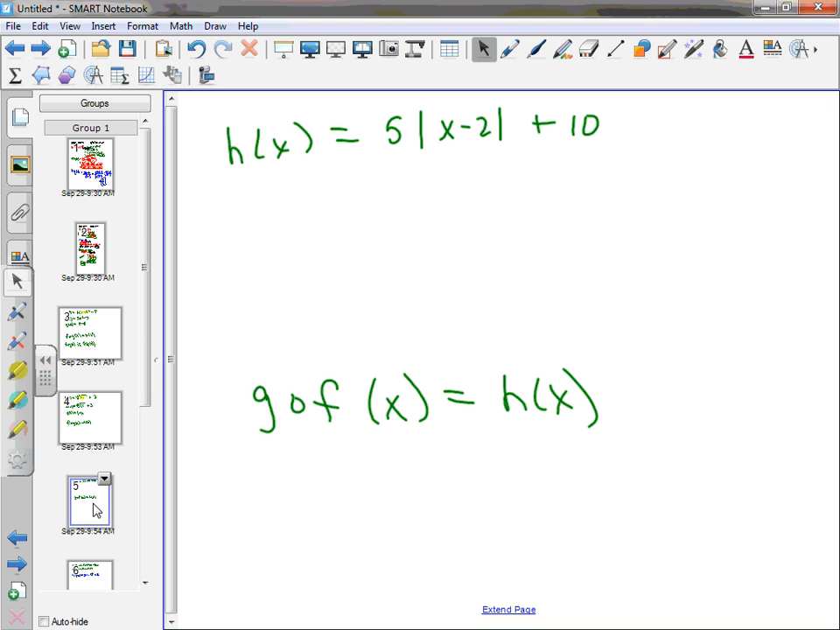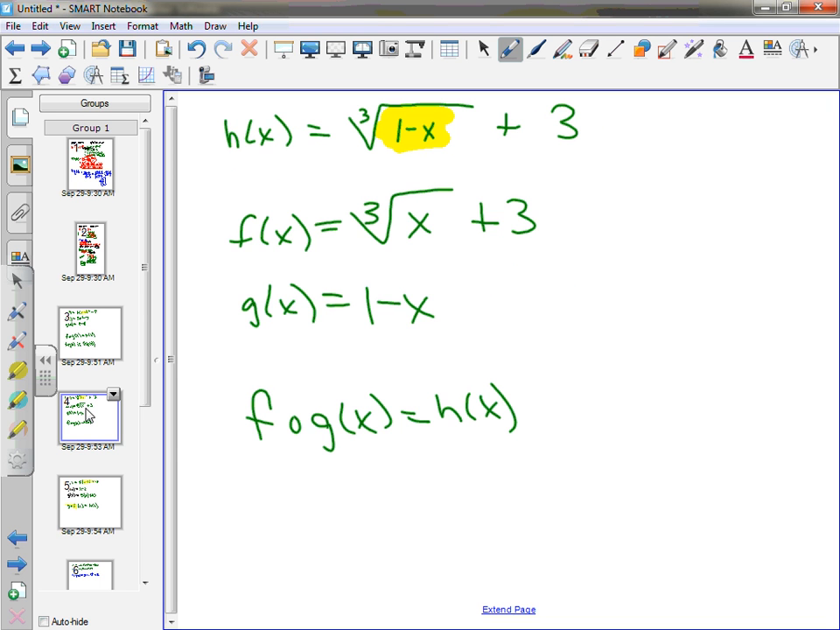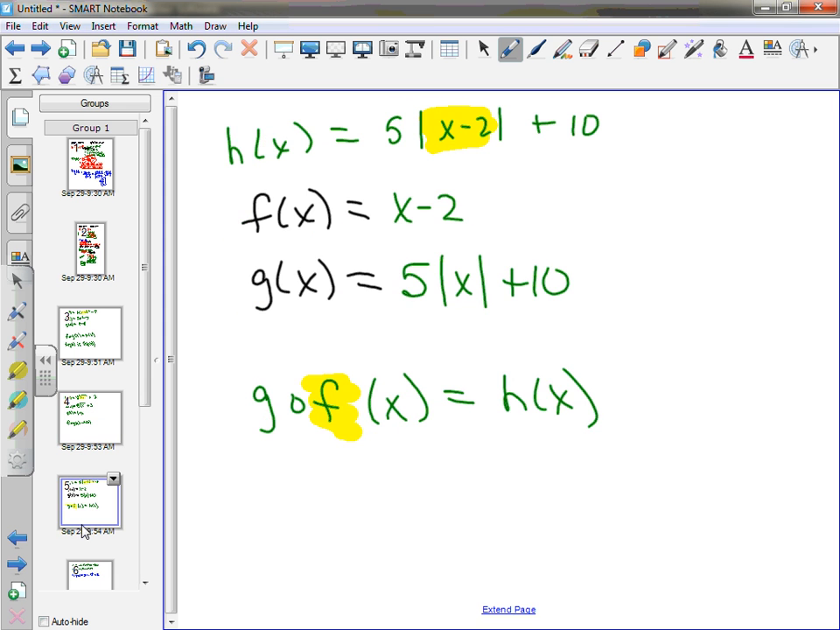Okay, now this problem. Instead of me doing f of g of x, I want 2 functions that whenever you do g of f of x, it's equal to h of x. So now I'm flip-flopping your g and your f. So you need your 2 functions, f of x and g of x. But which function is going to get the middle? The function that's going to get the middle is now going to be the f function, which is going to be the x minus 2. And the other function for g is now going to be 5 times the absolute value of x plus 10. Do you understand the difference between those 2 problems that I just did? That's f of g of x, and this one is g of f of x.